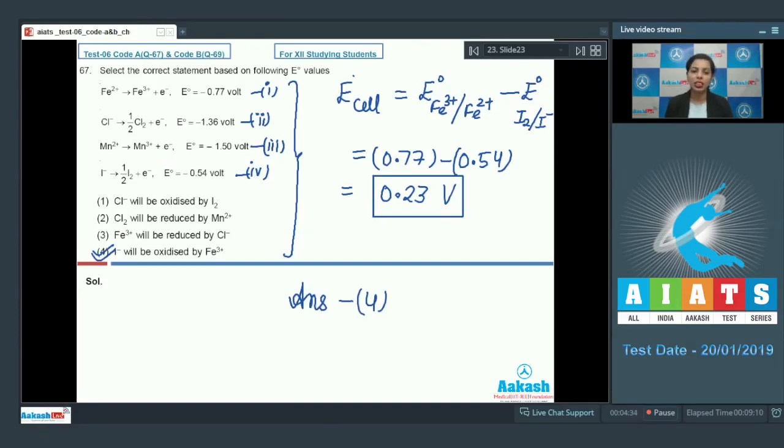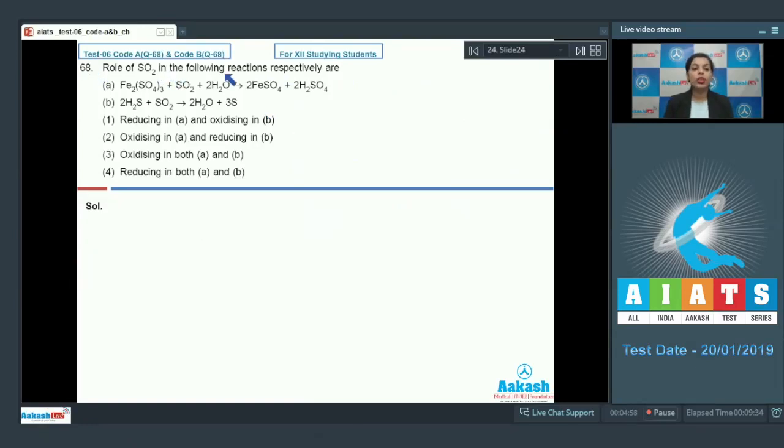I hope this question is clear to you. Let's take the next question. Question number 68. Role of SO2 in the following reactions respectively are? We have two different reactions, A and B, in which SO2 is involved, and we need to find out its role. In the first option we are talking about reducing in A and oxidizing in B. In the second option, oxidizing in A, reducing in B.